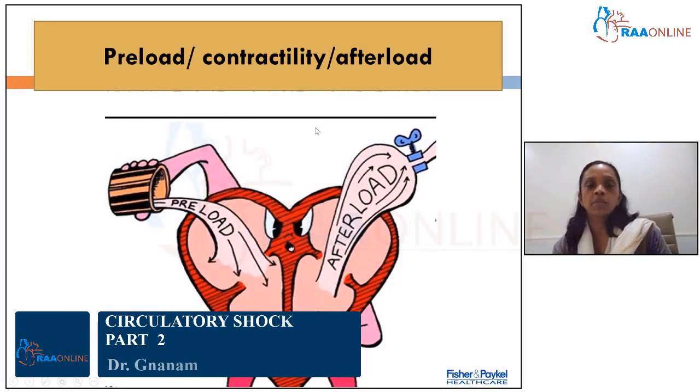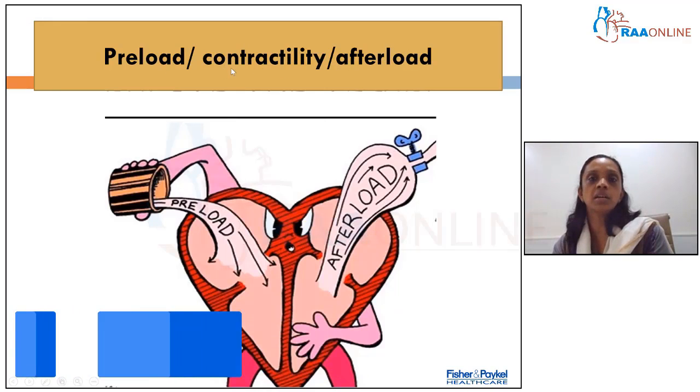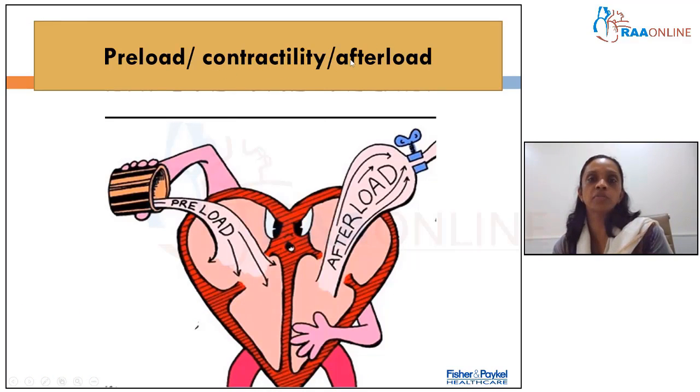So like we explained in the last few slides, a child coming in with shock can have either of these three, or maybe two or more of these three parameters involved. It can be a problem with the preload, it can be a problem with the contractility, or a problem with the afterload. And reiterating what preload and afterload are, preload is the wall stress at the end of diastole. So the amount of filling in of the chambers determines the contractility as per the Frank-Starling law.